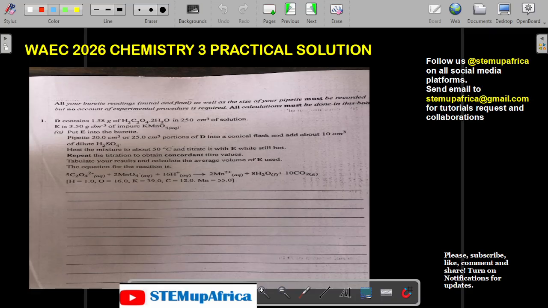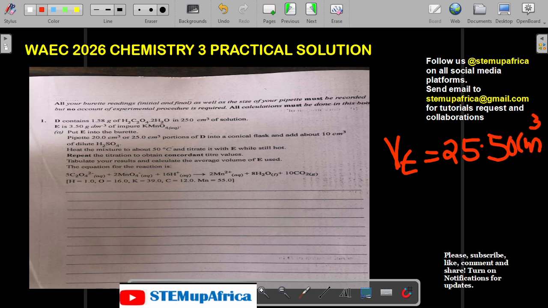So based on the practical conducted, the endpoint, which is our VE, is simply 25.50 cm cube. This is the endpoint. So how do we use it to prepare our table to calculate the average volume? In this case, I will draw the titration table.